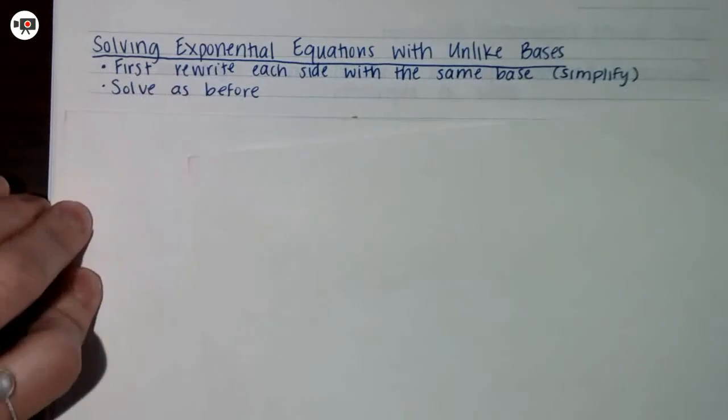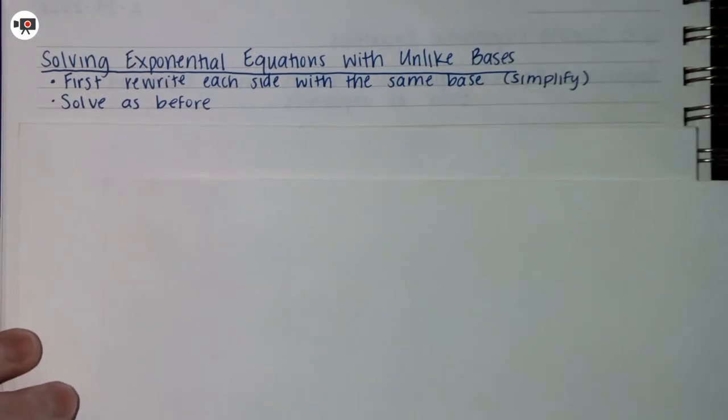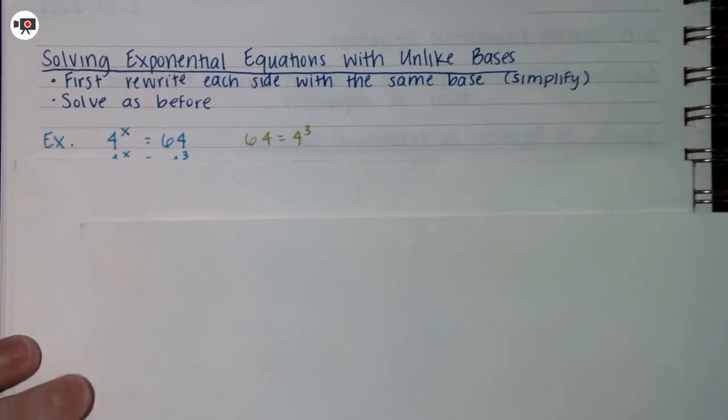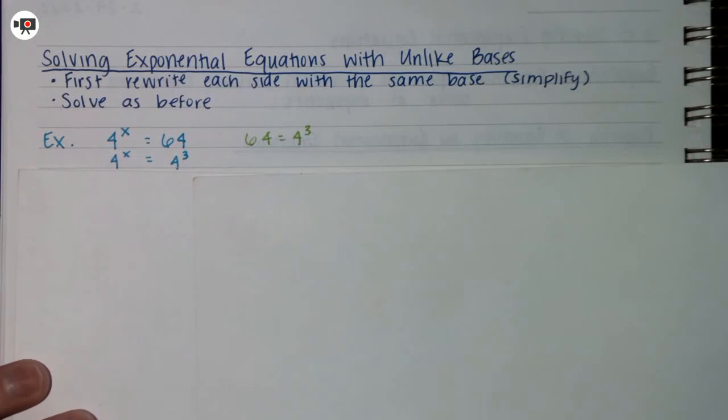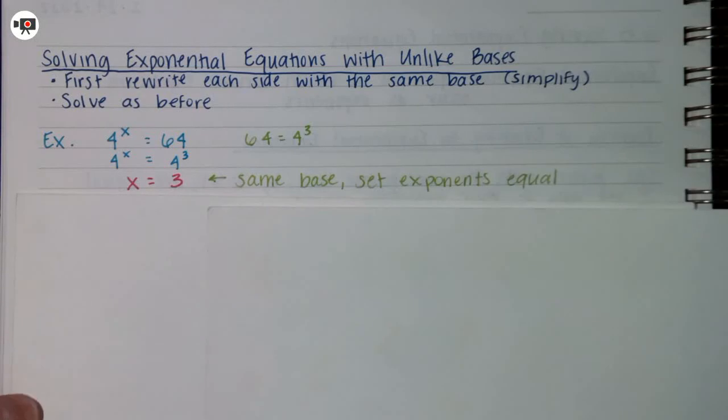So that's if the bases are the same. Now if the bases are not the same, we are going to rewrite so that the bases are the same. Simplify if you need to, and then solve just like we just did before. So if I have 4 to the x power equals 64, I can rewrite 64 as a power of 4. That's 4 to the 3rd. Then I'll have 4 to the x equals 4 to the 3rd. The bases are the same, so set the exponents equal to each other, and x equals 3.